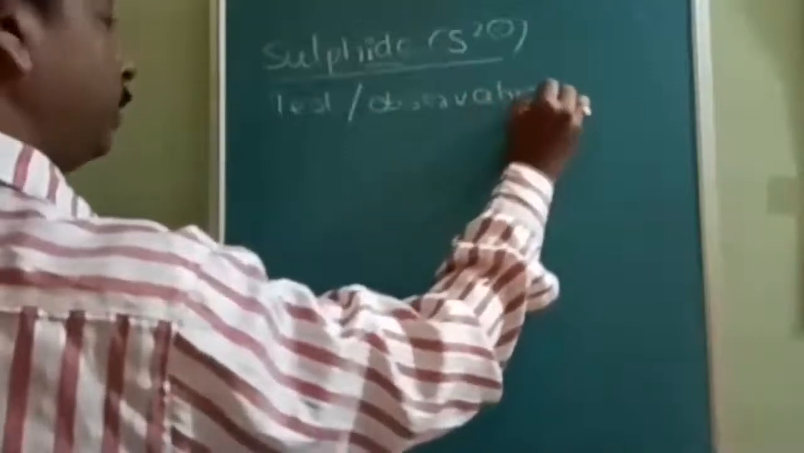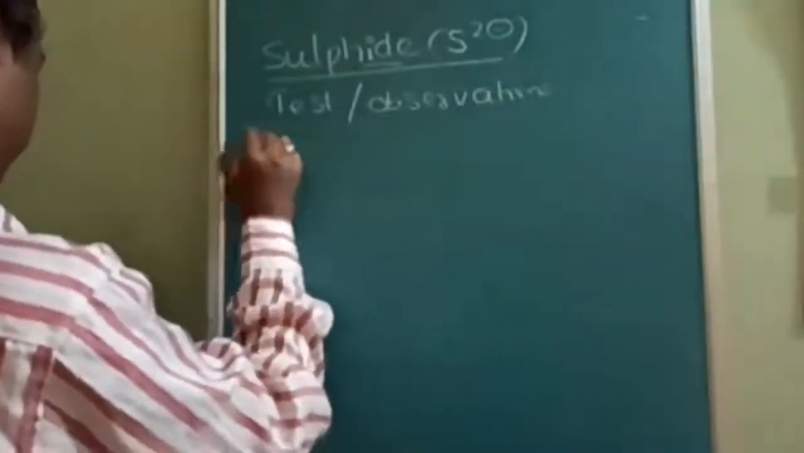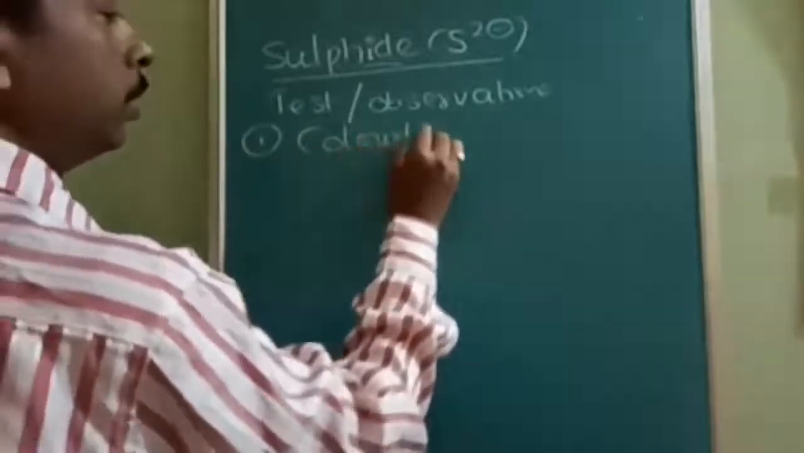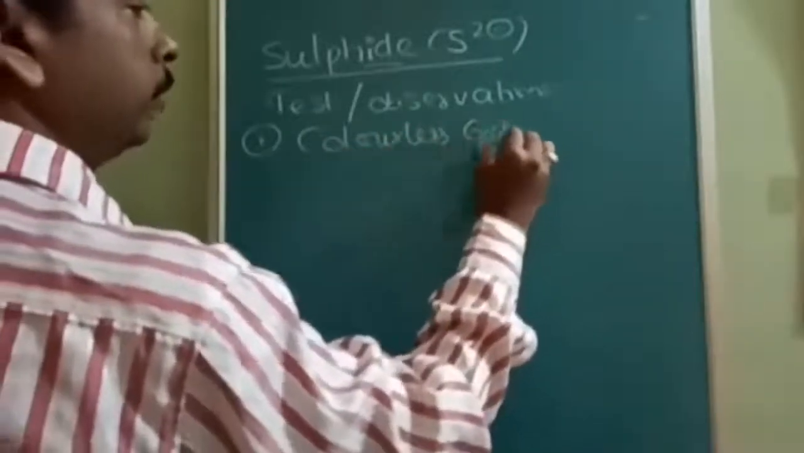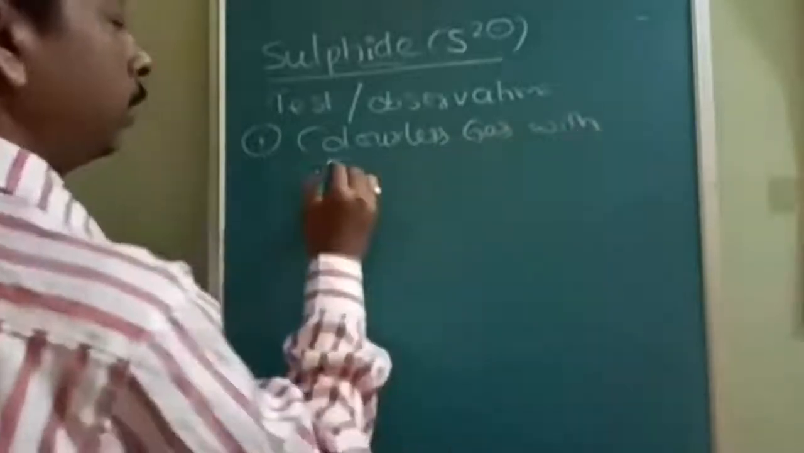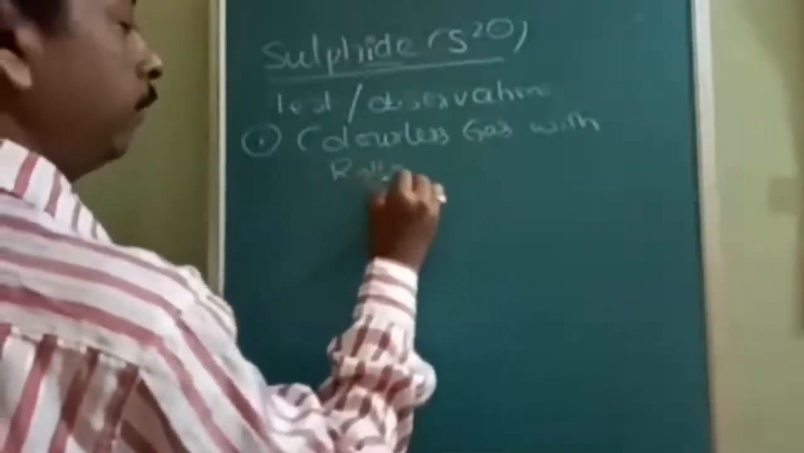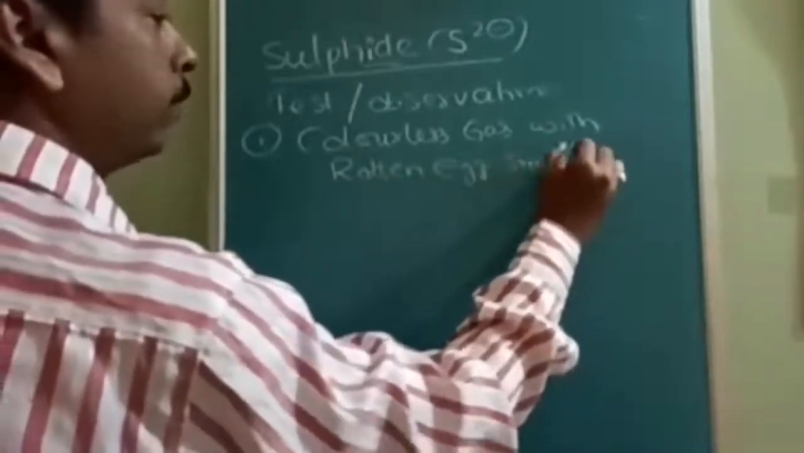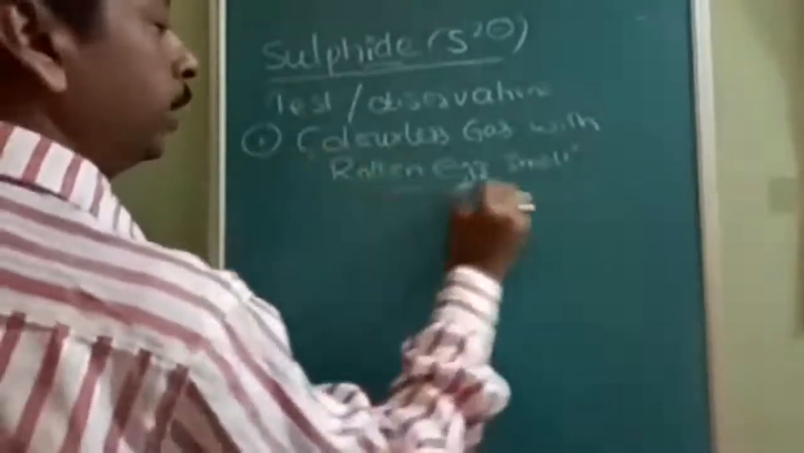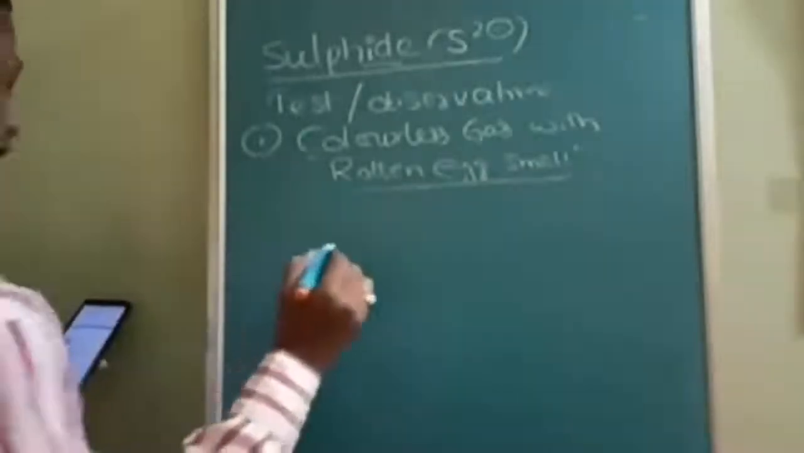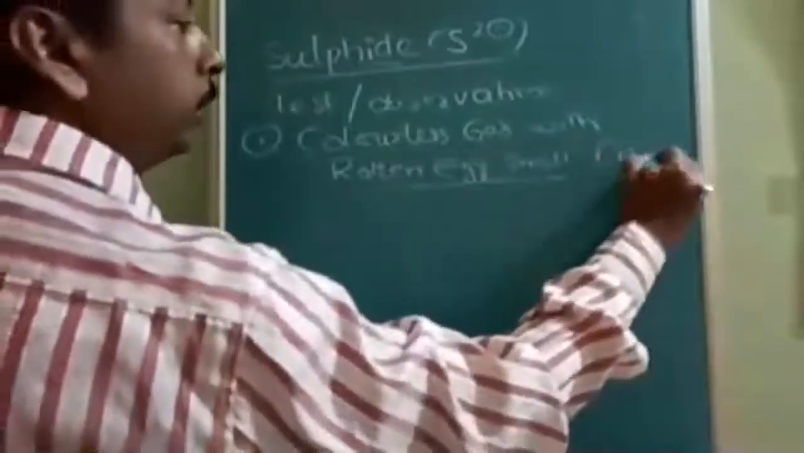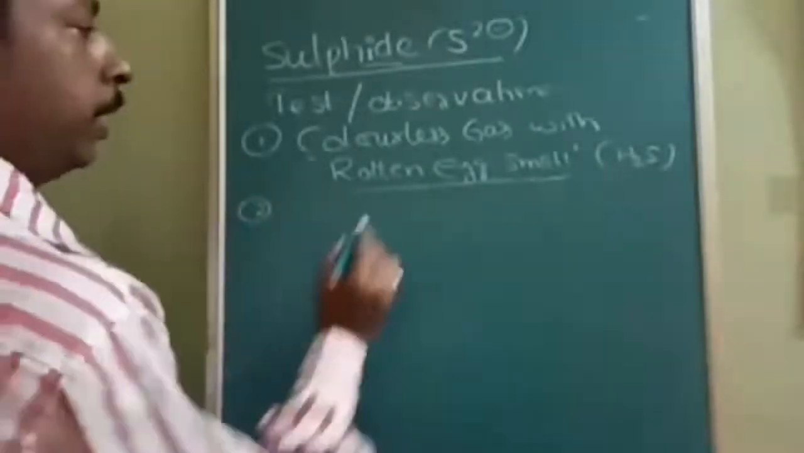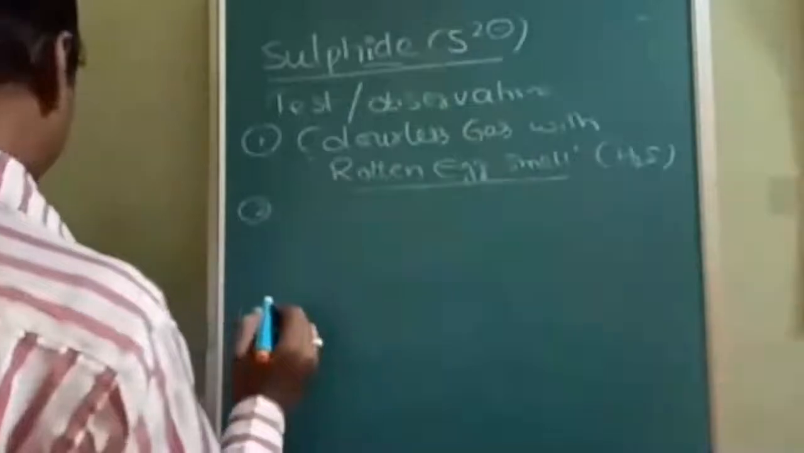Test or observations. Okay, first, it is very important: colorless gas with a rotten smell. Underline it, very important, rotten smell. Whenever in future it is used in so many places, the rotten smell is due to the H2S. Okay, evolution of colorless gas with rotten smell.